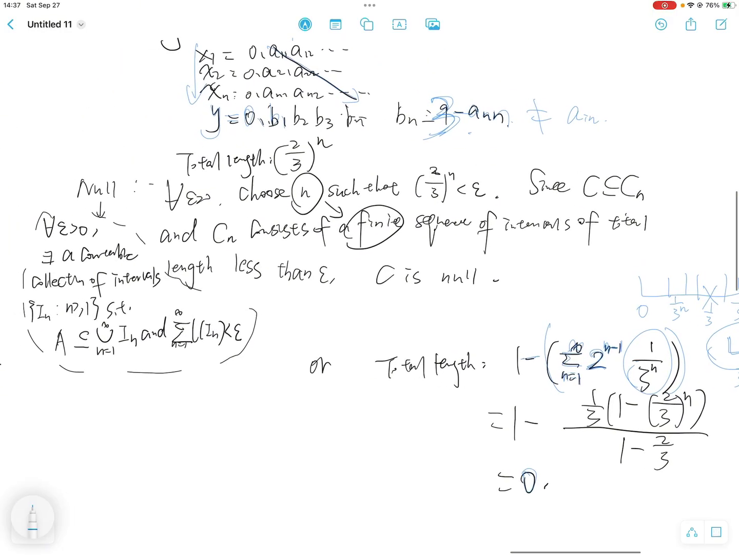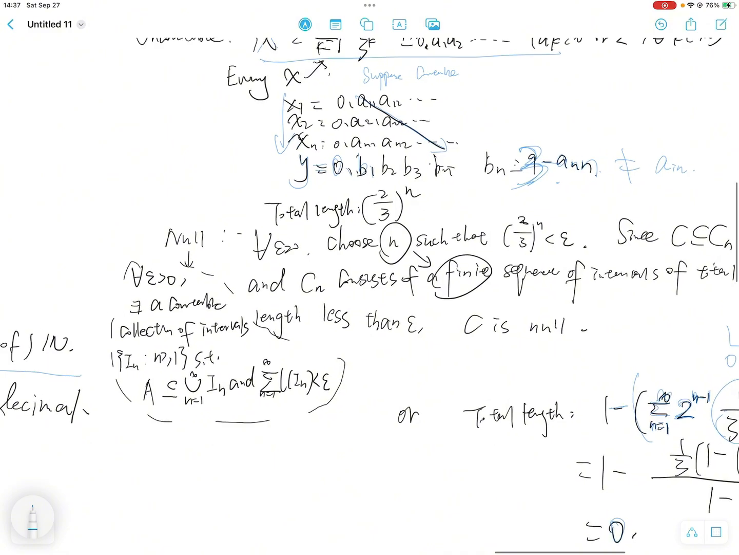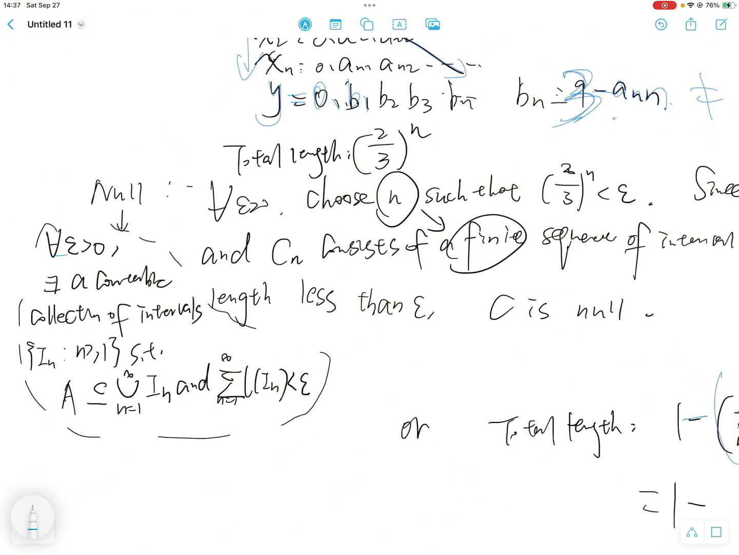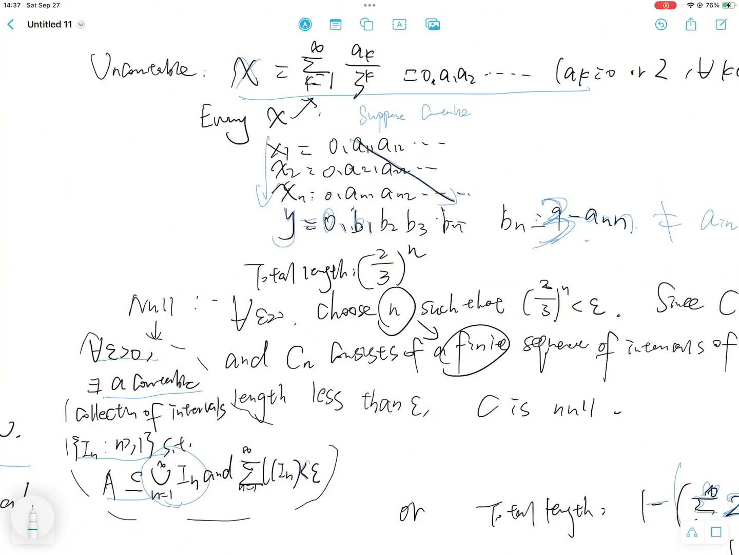The second method is from the measure zero concept of the null set. The null set here means that for any epsilon greater than 0, there is a countable collection of intervals In such that A is in the union of all these intervals, and this collection of intervals that covers A has a very small total length, less than epsilon.